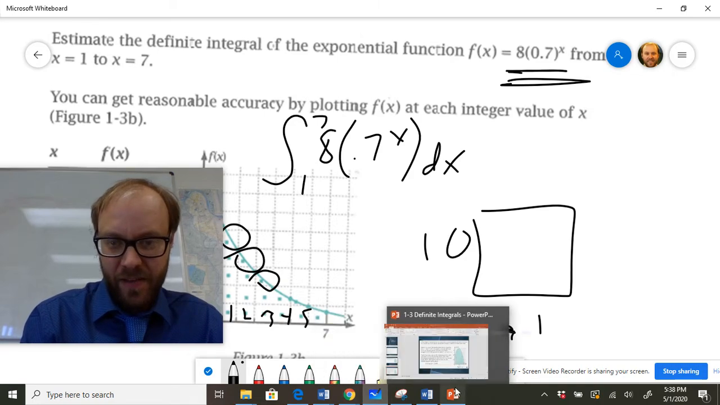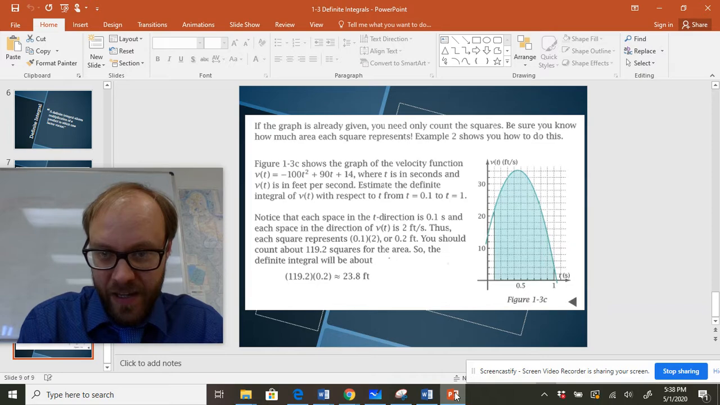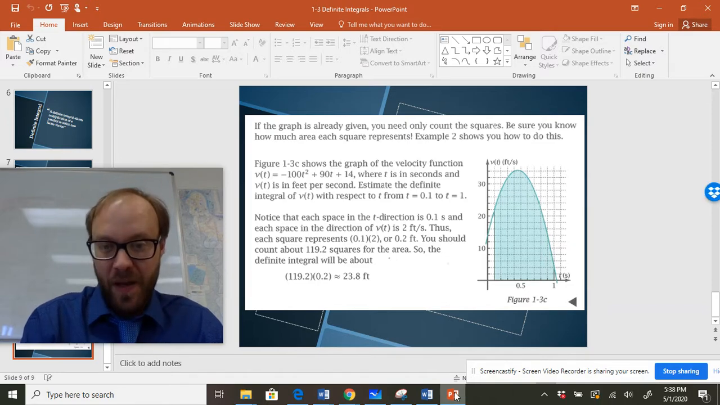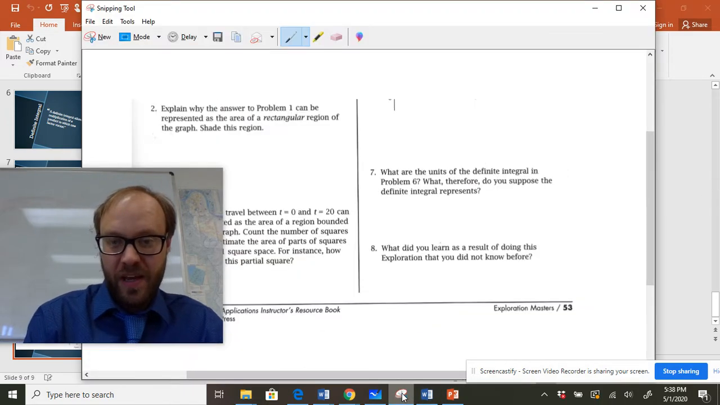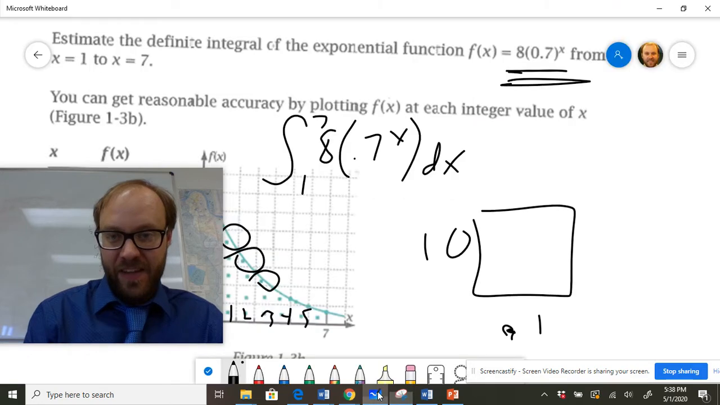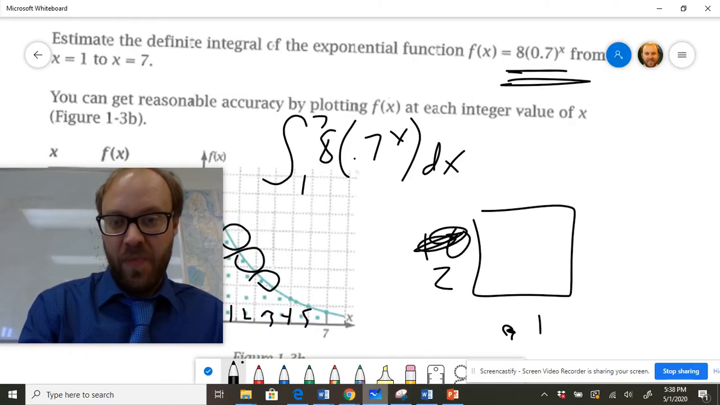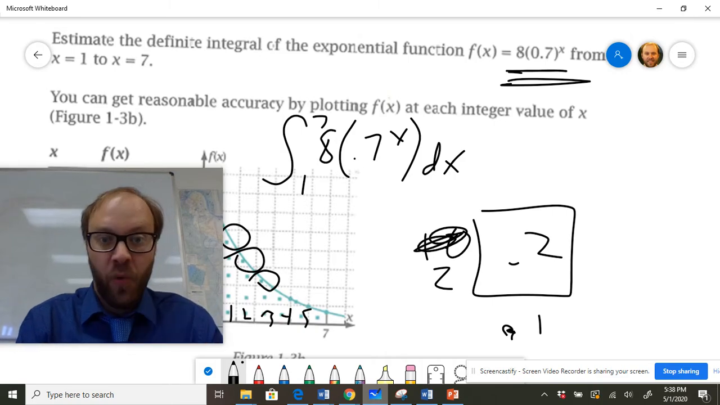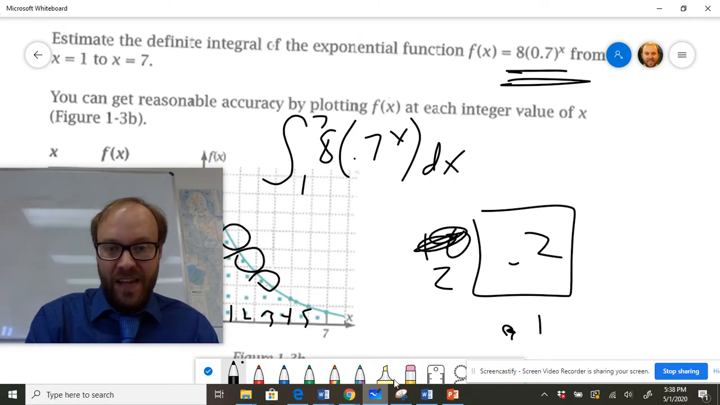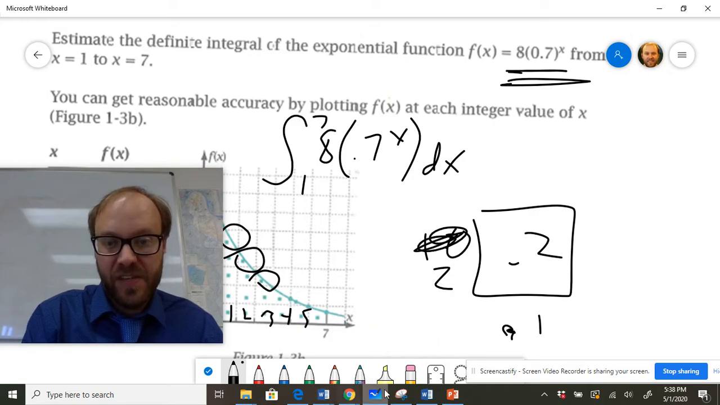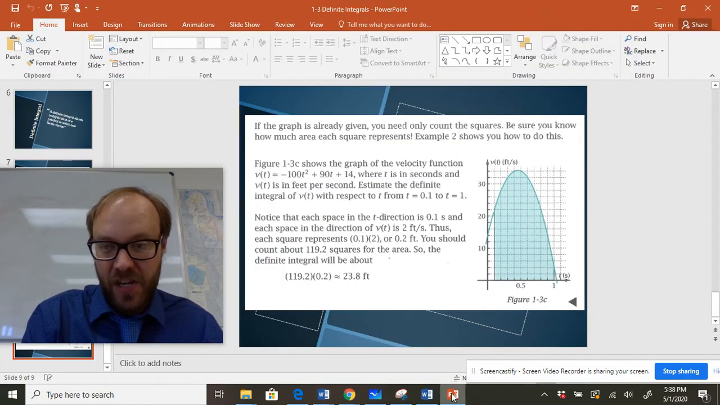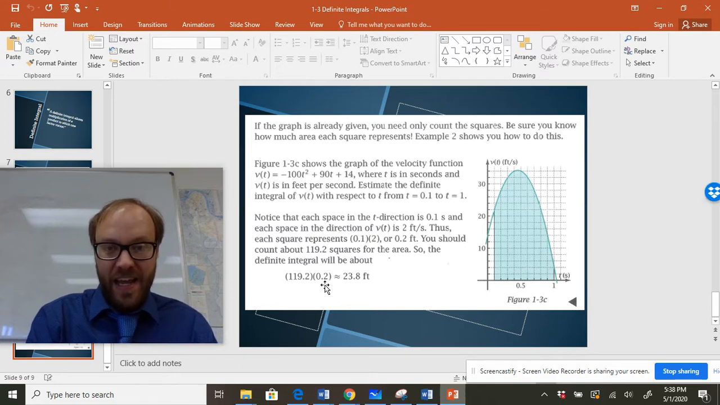Let's go back and look at that again. Yeah, it's a 0.1 by 2. I'm sorry, they're 0.1 by 2 rectangles there. And so anyway, if it's 0.1 by 2, the area of each of those is 0.2, not 1 square unit. Okay, and so if we go back and we look at their solution here, you'll notice they say the total distance traveled was about 23.8. Okay, they're actually a little over 119 squares.